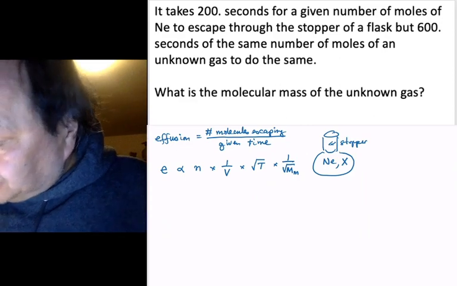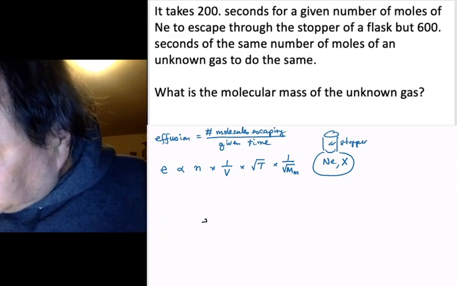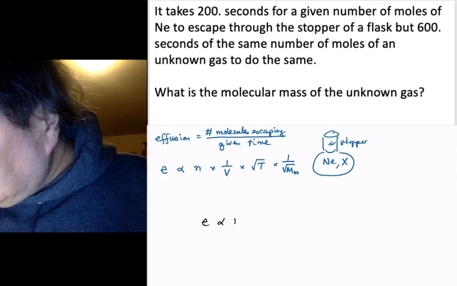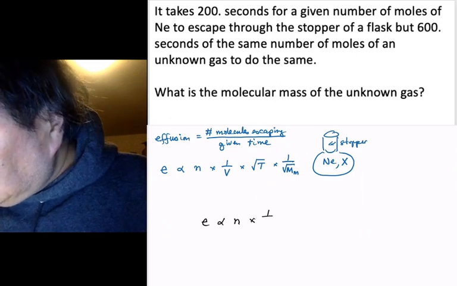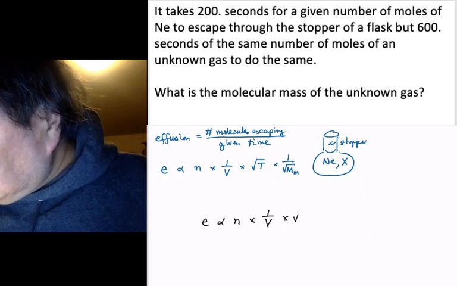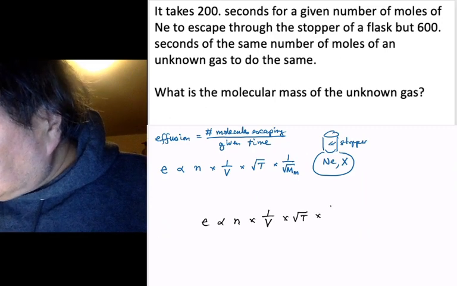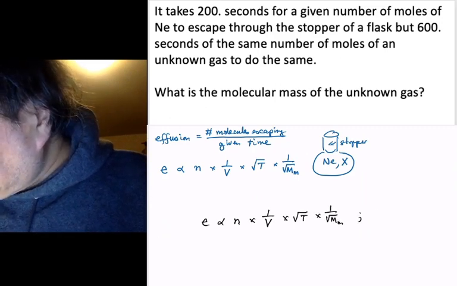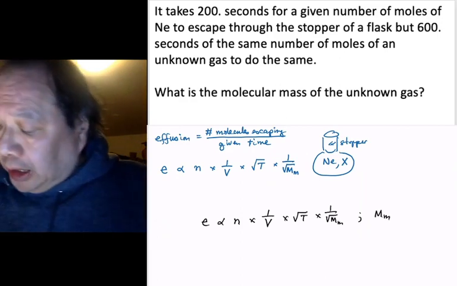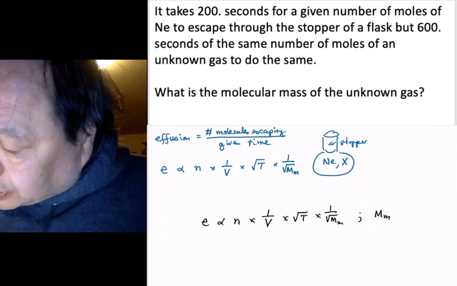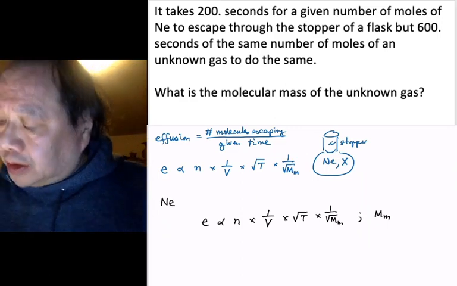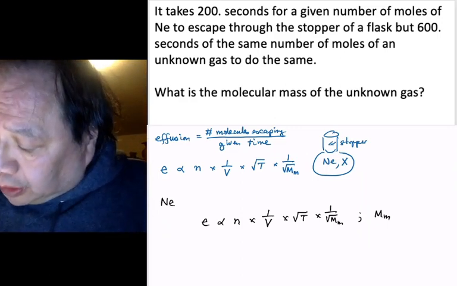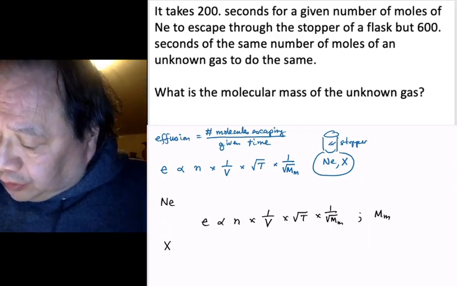We'll set it up. E is proportional to n times 1 over v times the square root of t times 1 over the square root of the molecular mass. And we're interested in the molecular mass. The factor on top, I'll pick neon, then the unknown compound X, and the factor.